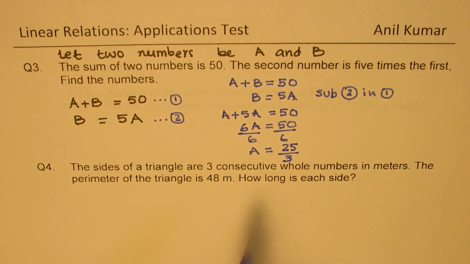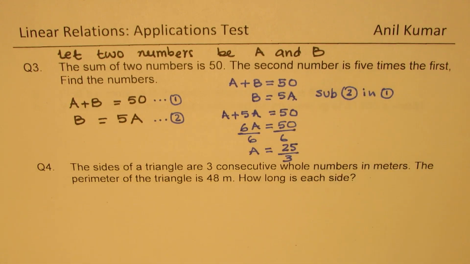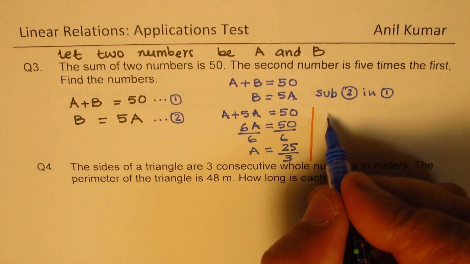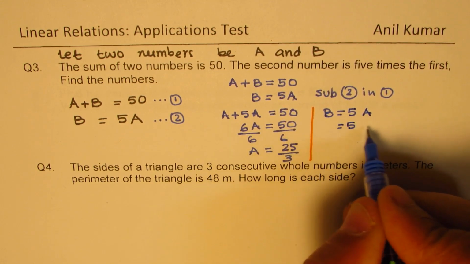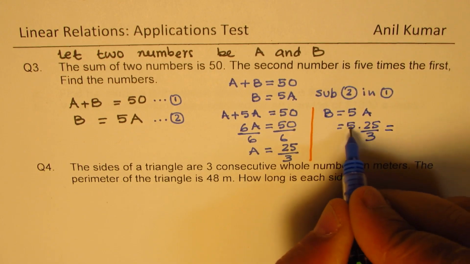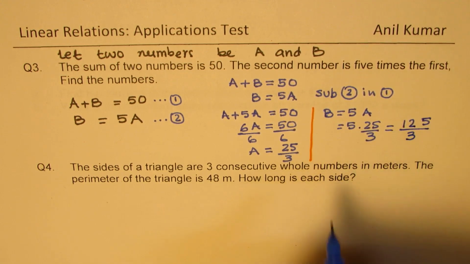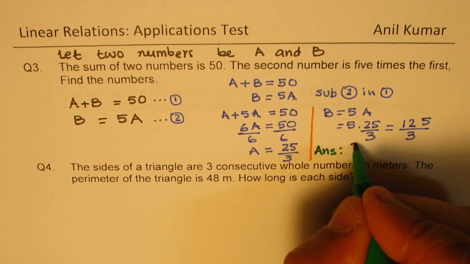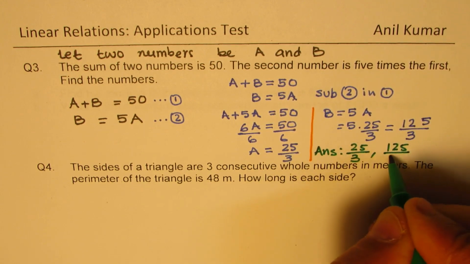So we get the value of a as 25 over 3. Now b is 5 times a, so we will continue this and find what b is. So we can write now that b is equal to 5 times a. That means it is equal to 5 times 25 over 3. Is it okay? So the value of b is 5 times 5 is 25 over 3... correct? So our answer now is that the numbers are 25 over 3 and 125 over 3.